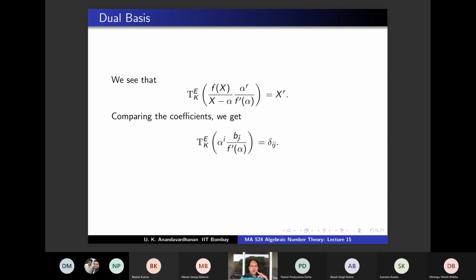This i is r here, and j is the coefficients. Just apply trace and compare the coefficients. Only the coefficient of x power r is 1, all other coefficients are 0. That's exactly this. Okay, so this is what we wanted to prove, right? Our claim was that for the natural basis alpha power i, its dual basis is given by bj by f prime alpha, and that's exactly what we have shown. So this was the claim.